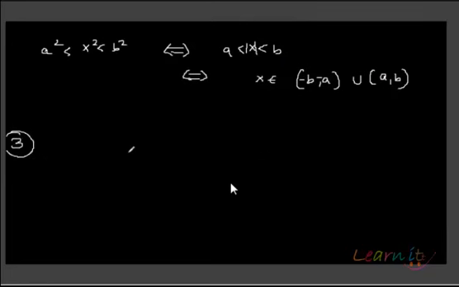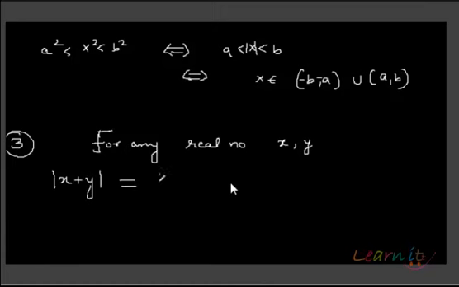Okay. Now, number 3 property. So this was number 2 property. Now, number 3 property says that in case you have two real numbers, x and y, mod x plus y should be actually equal to mod x plus mod y.